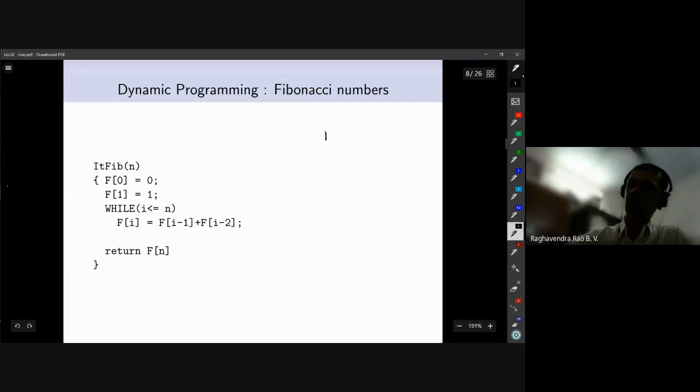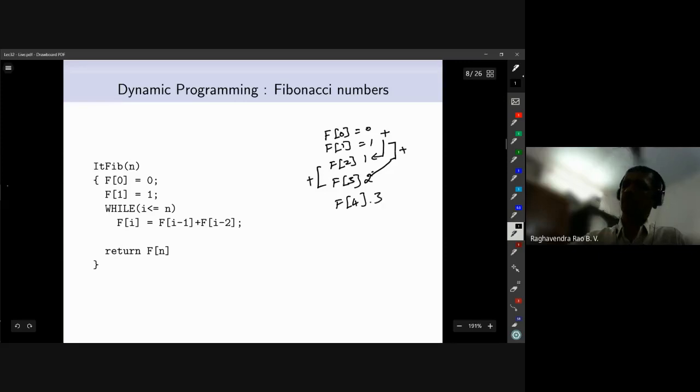So you know f0, you know f1. Now f2 is basically this plus this, which is 1. Then f3 is this plus this, which is 2. f4 is this plus this, which is 3, and so on.